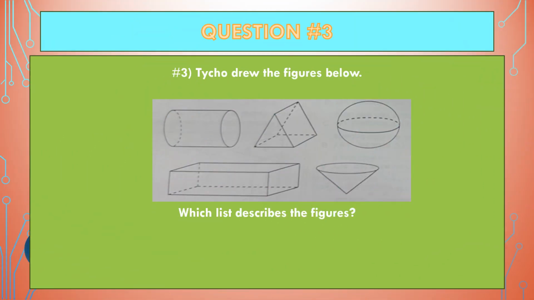Let's take a look at question number 3. Question number 3 says, Tycho drew the figures below. Which list describes the figures? So you have to look at these figures and name them. That way you know which list is correct.